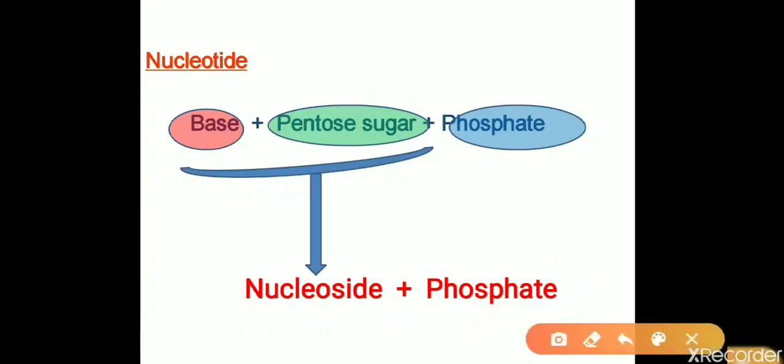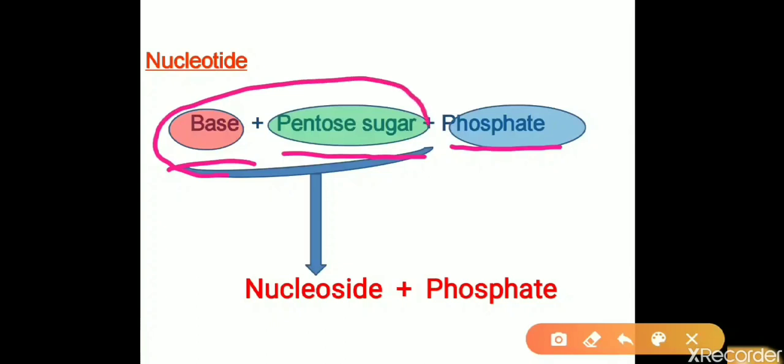So a nucleotide has three functional components: a nitrogenous base, a pentose sugar and a phosphate group. The base with the pentose sugar together is known as a nucleoside, and this nucleoside with a phosphate group is the nucleotide.